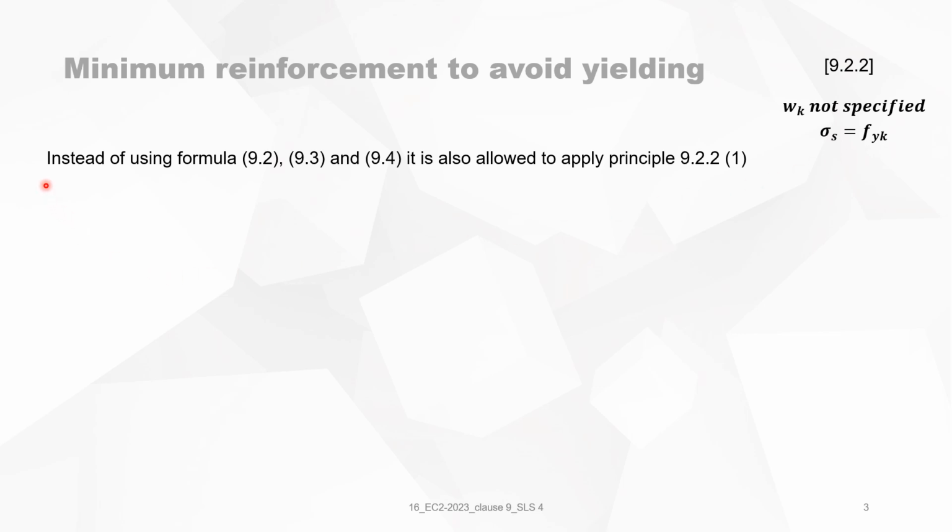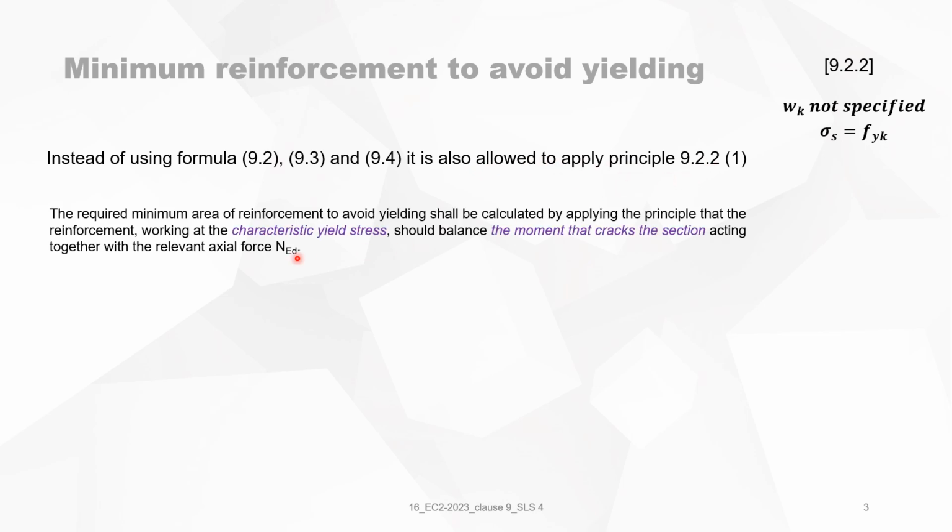It states that instead of using formula 9.2, 9.3 and 9.4, it is also allowed to apply the principle of 9221. And the principle of 9221 is that the required minimum area of reinforcement to avoid yielding shall be calculated by applying the principle that reinforcements working at the characteristic yield stress should balance the moment that cracks the section, acting together with the relevant axial force NED. Remember, 9.2 is for bending, 9.3 for tension, and 9.4 for the combination of the two.